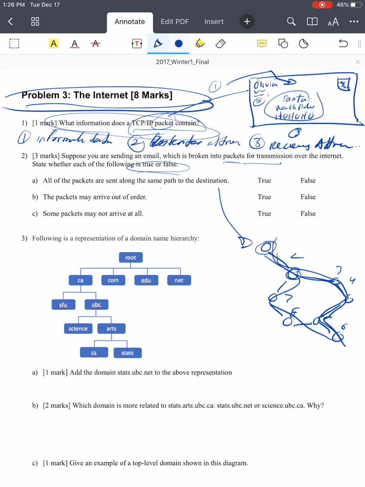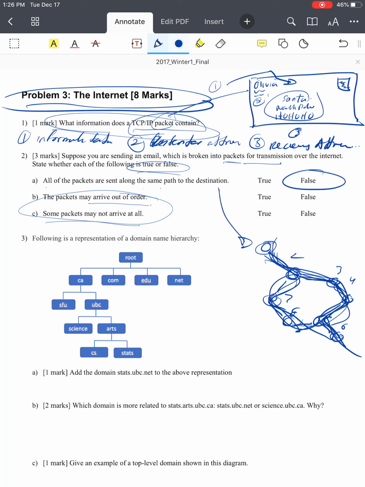And then data-wise, you should have remembered this class that we had where we had these nodes, and we were discussing, well, what factors would determine if you went this way or this way? What happens if you went this way, or would it go back and forth, and things like that? So false. The packets may arrive out of order. Let's see the next one.